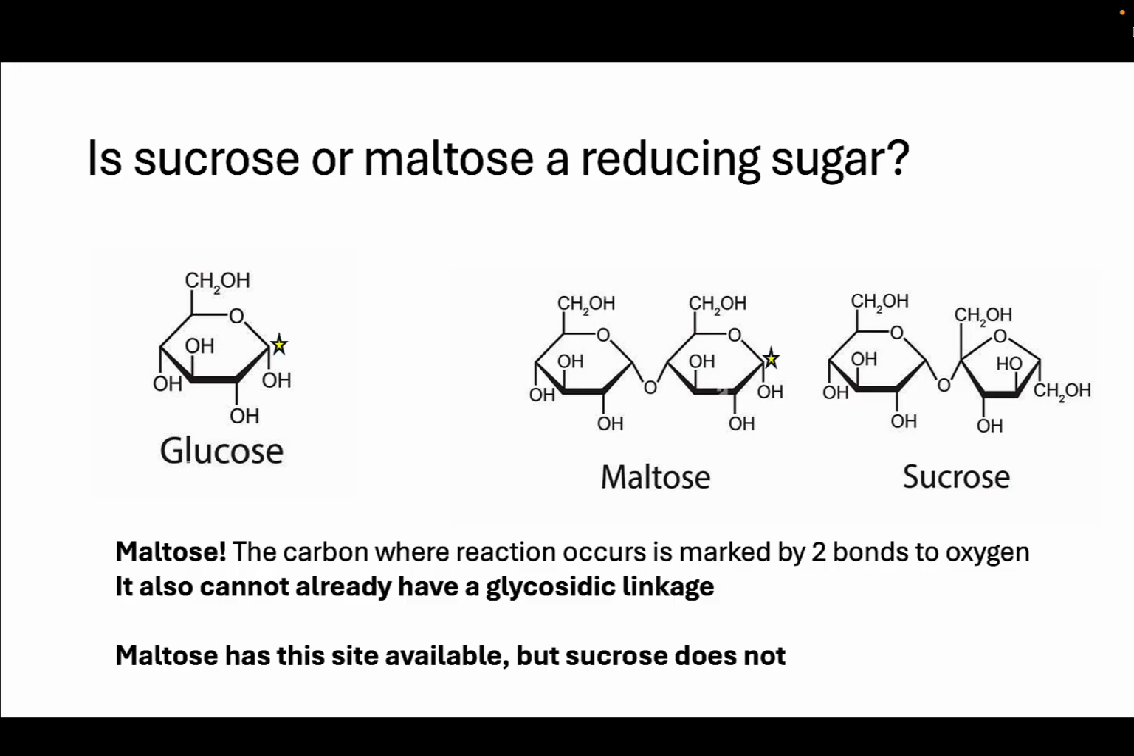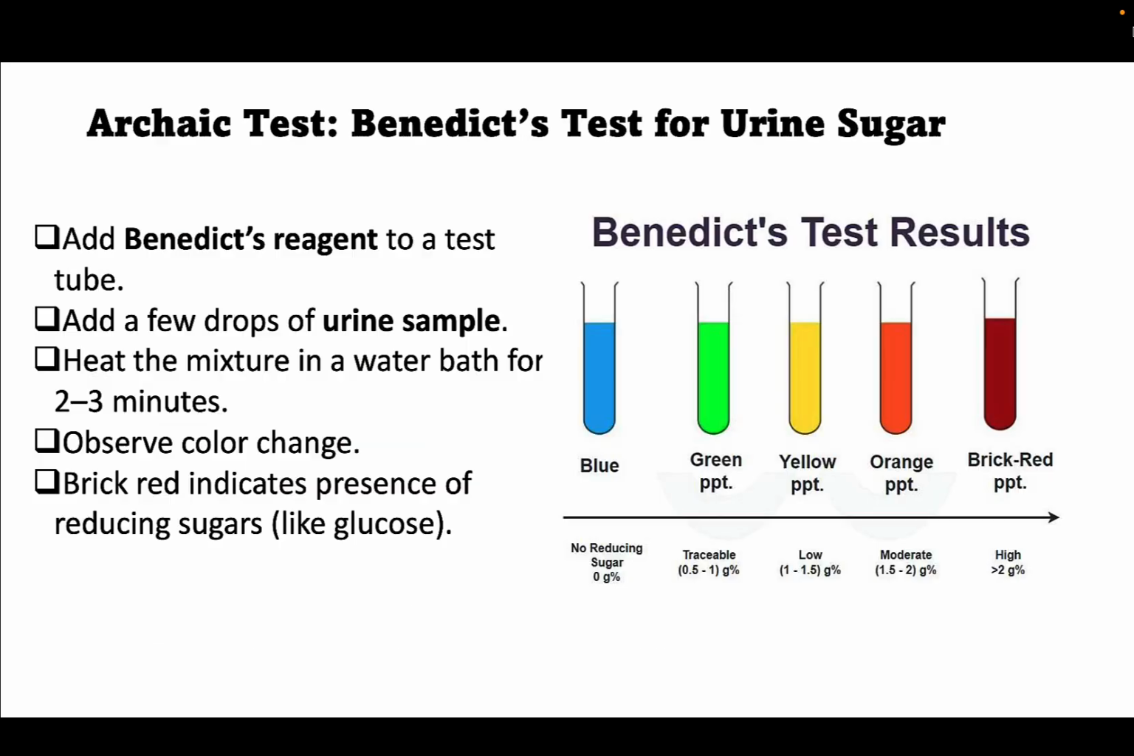And what we'll notice is that sucrose does not have this site available at all because of its structure and how it's made with different monomer units. This is to say that sucrose, before it could be added to anything else, needs to be broken down into something that is a reducing sugar.